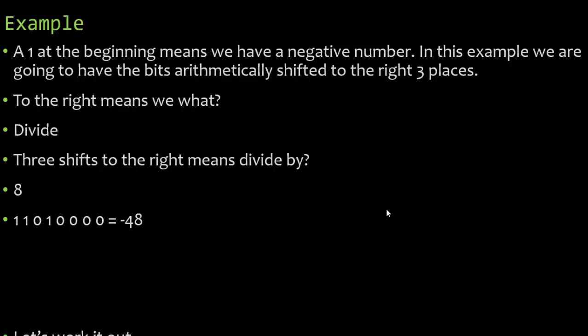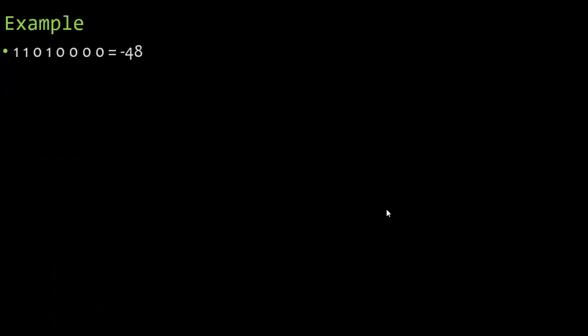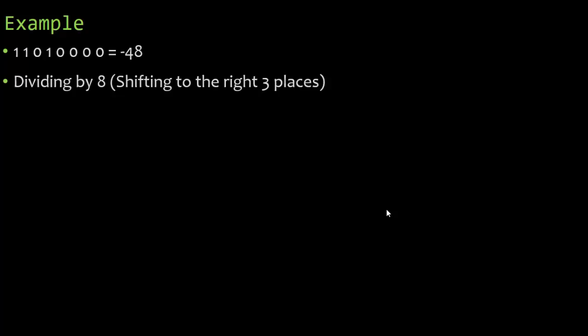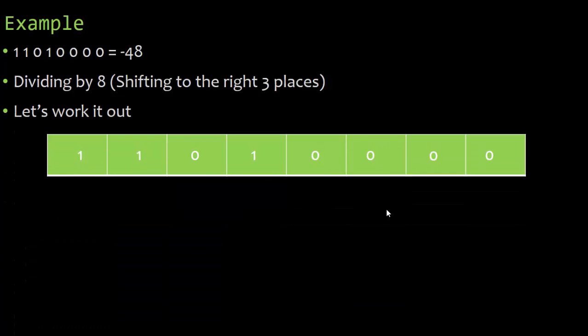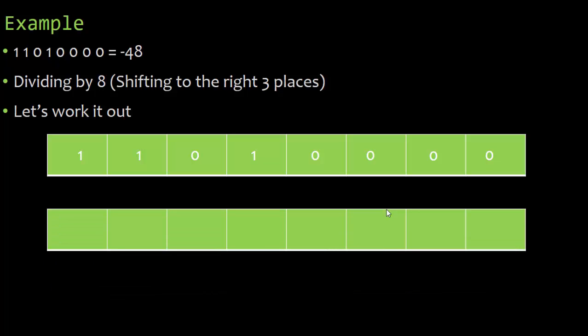So here's our binary number. Let's work it out. So once again, with our binary number, we're dividing by 8, shifting to the right 3 places. Here's my binary number, and what we're going to do is bring in this table. If you'd like to pause here and give this a try, feel free to do so.